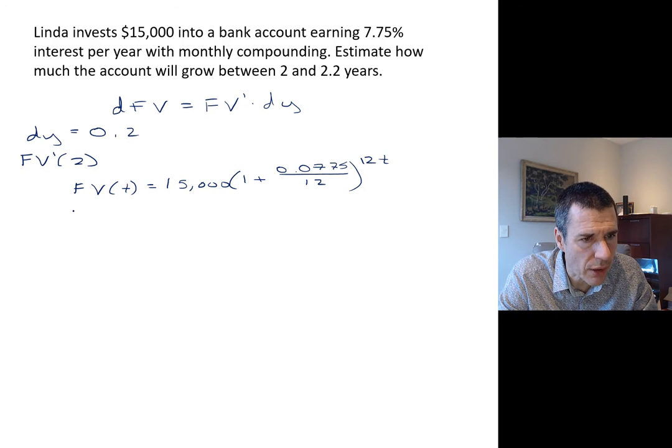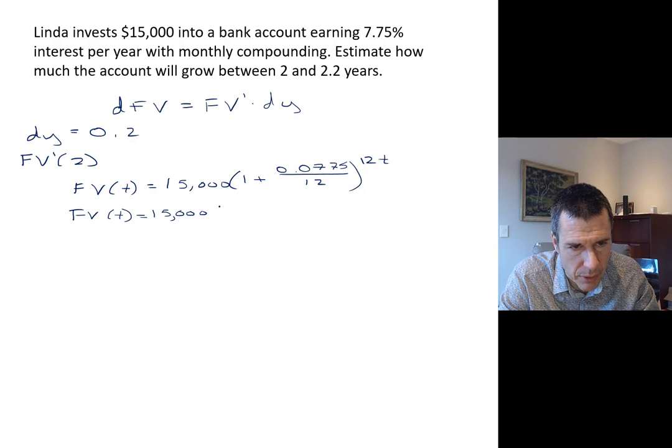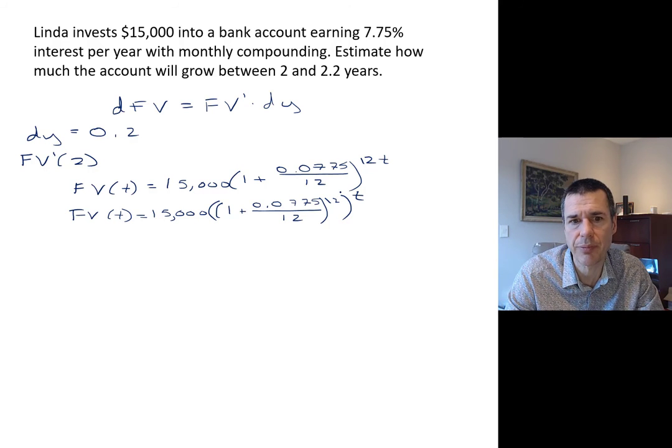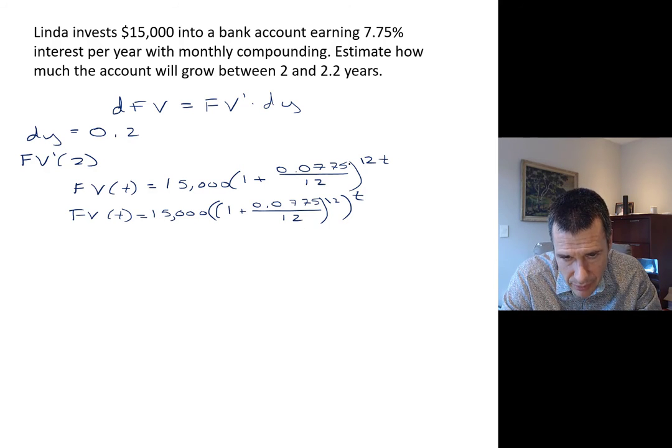So I'm going to rewrite our equation. Future value at t is 15,000. And so this is just using properties of the exponents, and we're going to get, so let's put a couple of parentheses here, 1 plus 0.0775 divided by 12 to the power 12, all to the power t. Right, so if we've got an exponent which is a product, we can take one of those numbers, the 12, inside, and then raise that to the power t.